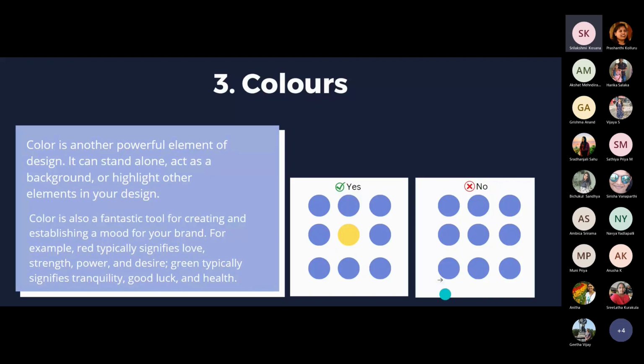See, in this example, if all are in the same color, our eyes don't go to what exactly we are going to tell. So to differentiate what we want to tell, with the use of the color we can differentiate it.